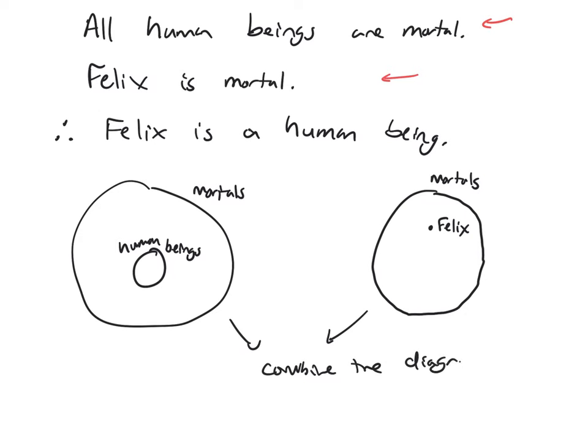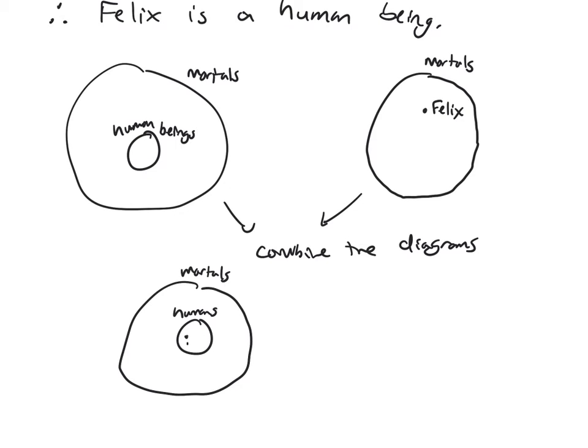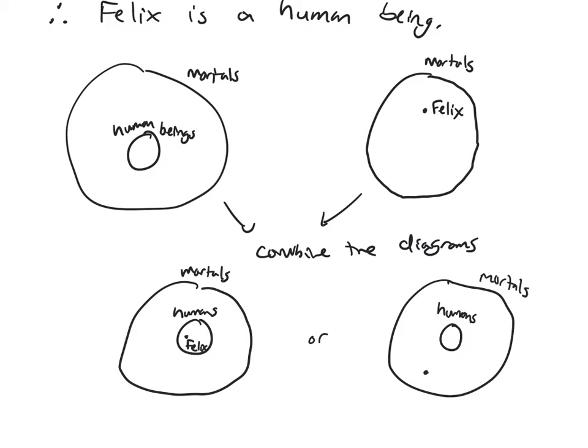Now here, when I combine them, there's going to be two ways I can combine them. I have Felix inside of the larger circle. So Felix either belongs in the smaller circle, or Felix belongs outside of the smaller circle, but inside the larger one.